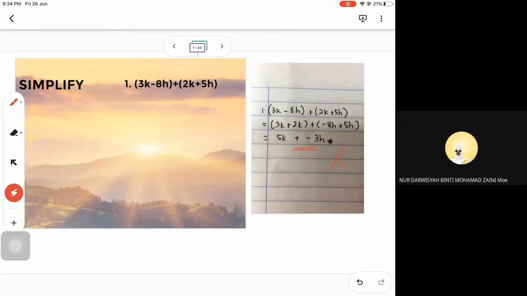Saja cikgu bagi background cantik sikit. Okay, this is slightly. Boleh je. You pakai iPad ke?